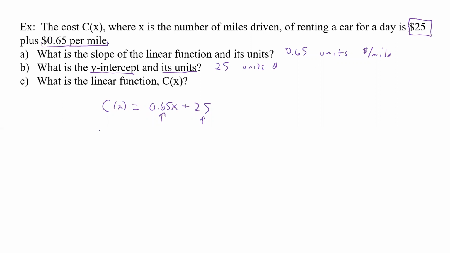So sometimes writing the function from the words is a lot easier, and then you can go back and say, oh, okay, well, that's my b, this is my m because it's times the x, and then I can look at my units and say, okay, well, it was $25 per day, and it was 0.65, so many dollars per mile, where the x is the number of miles. Okay, and so when you take miles times dollars per mile, you get dollars, so you get dollars plus dollars, and that's going to be your cost.